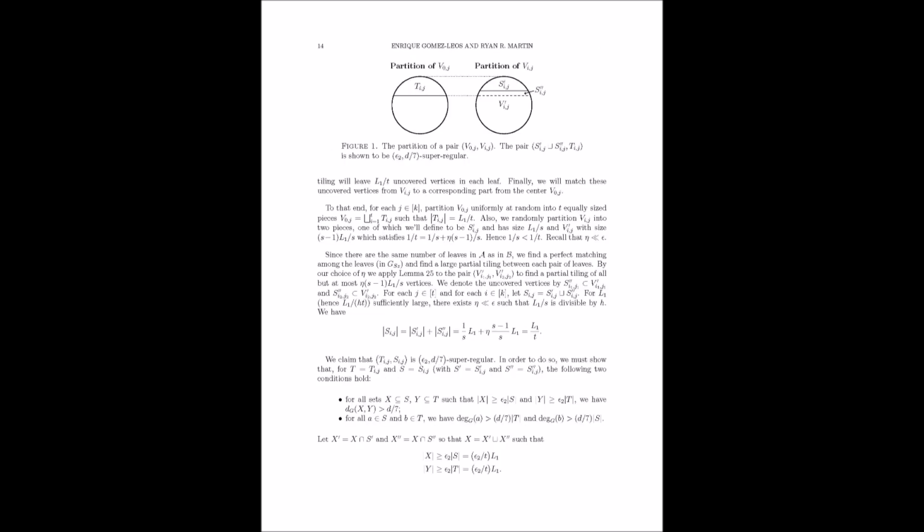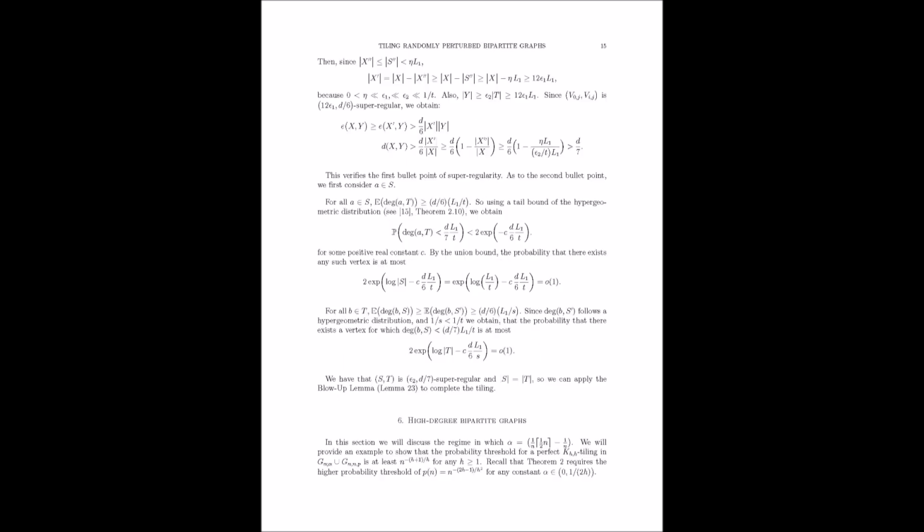And then they also state Lemma 8, which shows that if you randomly choose a subset from a larger set, the proportion of neighbors a vertex has in that subset is likely to be close to its proportion in the original set. So this will come in handy when they're looking at those random edges. Right, in the perturbed graph model. Exactly. And then they talk about tiling in bipartite graphs.